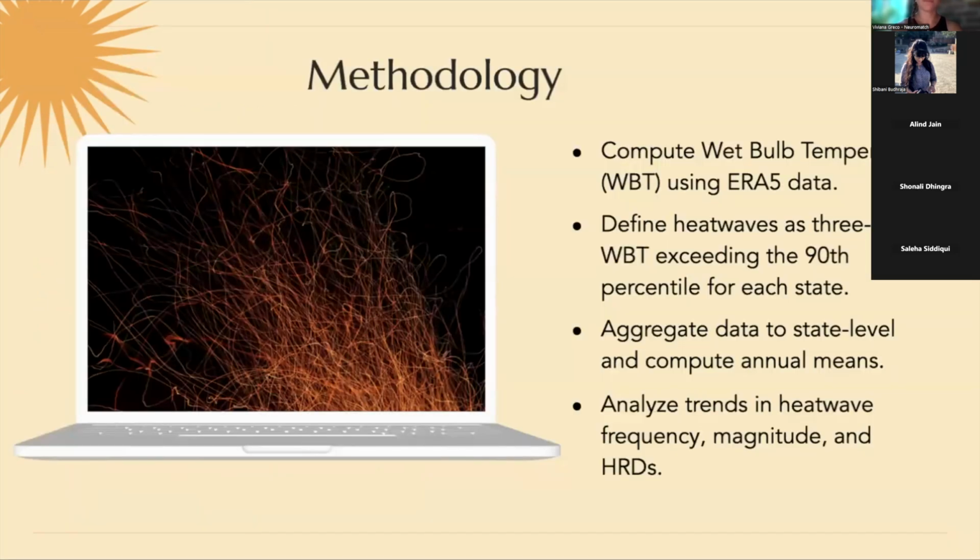Now let's discuss how we conducted our analysis. First, we calculated the wet bulb temperature using ERA5 reanalysis data. We defined heat waves as any period where the daily WBT exceeded the 90th percentile for 3 consecutive days for a given state. So we used a sliding window analysis to get the number of heat wave days. We aggregated the data to the state level and computed annual averages for trend analysis. Lastly, we examined the correlation between heat wave frequency, intensity, and heat-related deaths, with specific focus on population density.